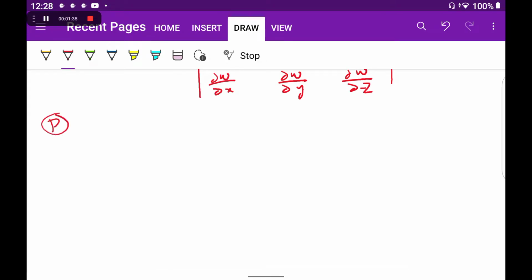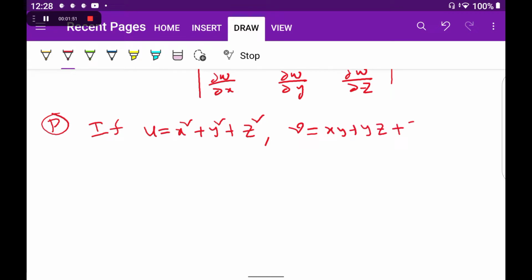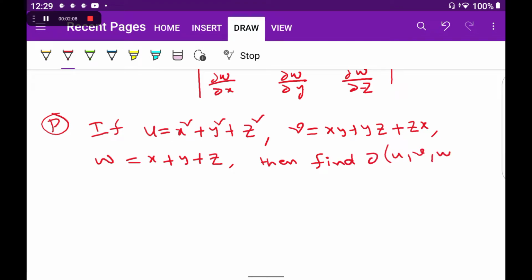Now, let us go to a problem. If u is x square plus y square plus z square, v is xy plus yz plus zx, and w is x plus y plus z, then find the Jacobian of u, v, w with respect to x, y, z.